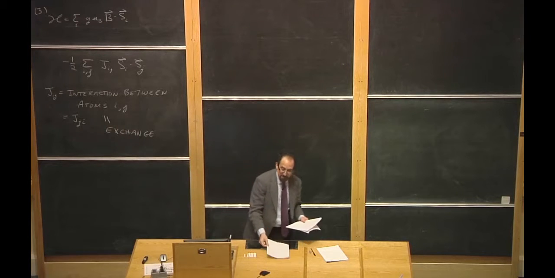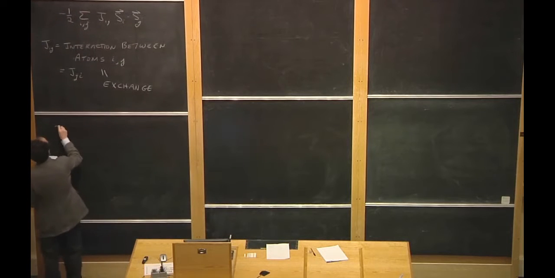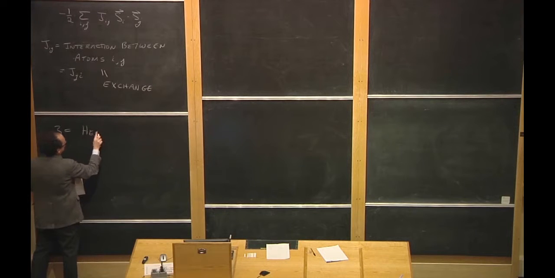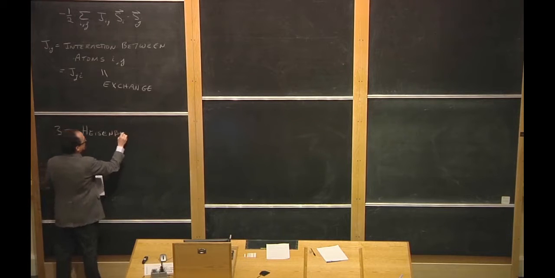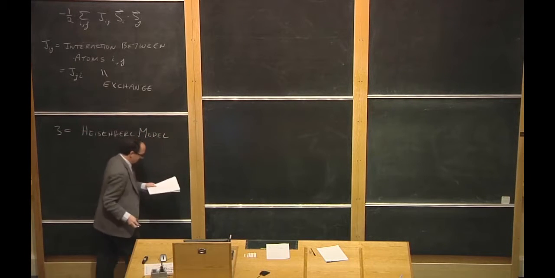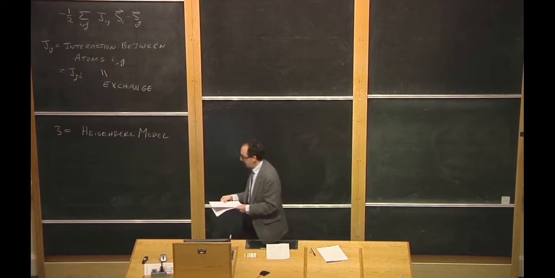Okay? So this model, the Hamiltonian 3, is known as the Heisenberg model, after everyone's favorite uncertain physicist, Heisenberg. It's a very frequently studied model in condensed matter physics and a very good representation of many magnets.